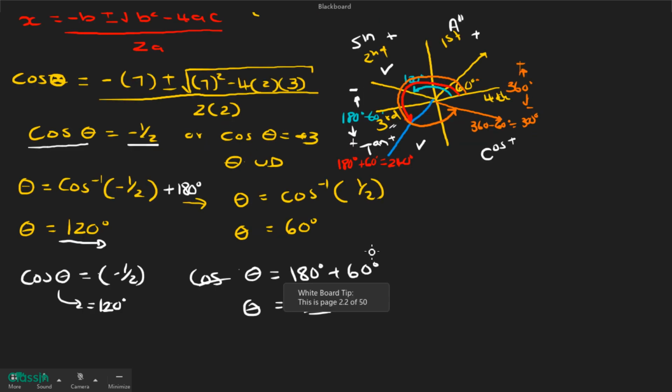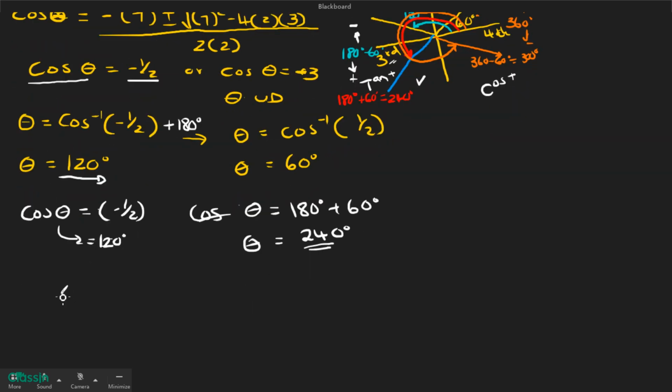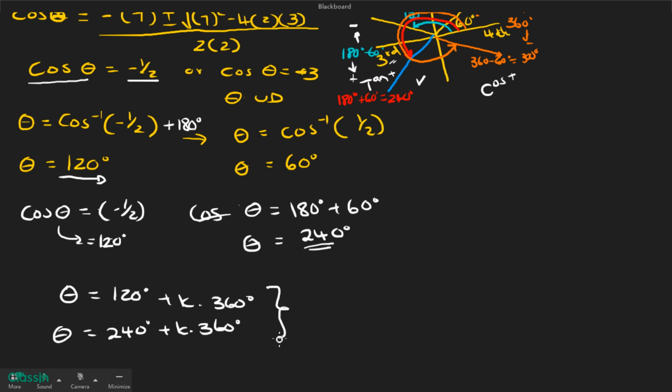So how do we write our solutions in this case? Theta is equal to 120 degrees plus k multiplied by 360 degrees, and theta is equal to 240 degrees plus k multiplied by 360 degrees. So these are our solutions.